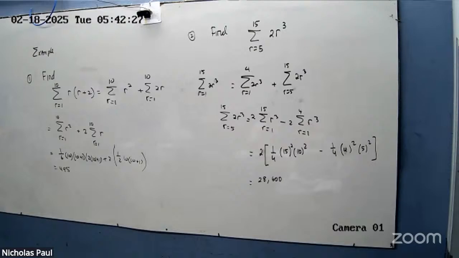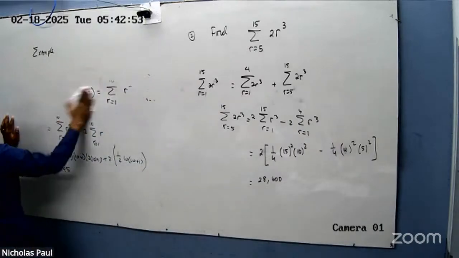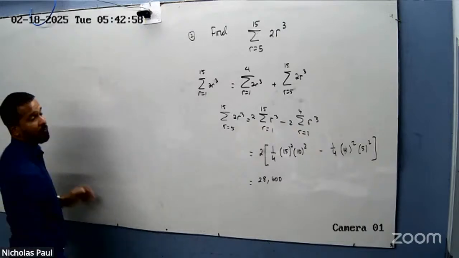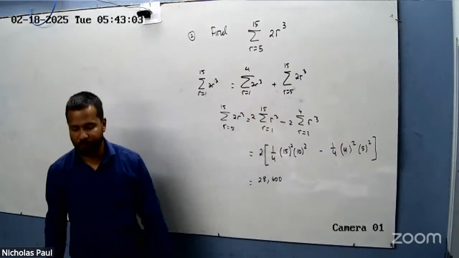Alright, next method: the method of differences. The method of differences can be used to simplify summations. So remember, if this doesn't work, you use the method of differences, right?